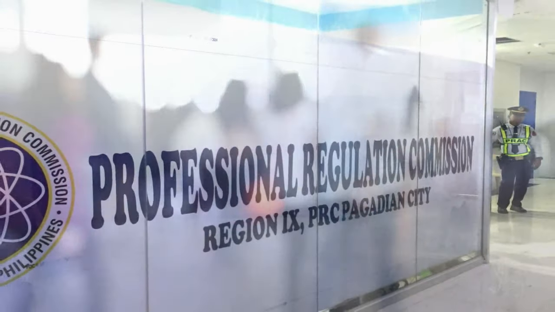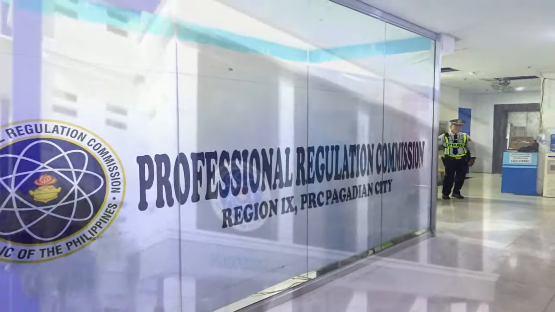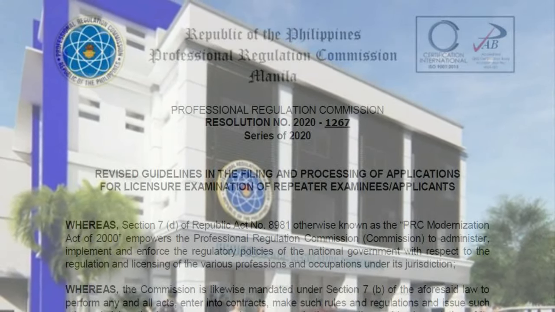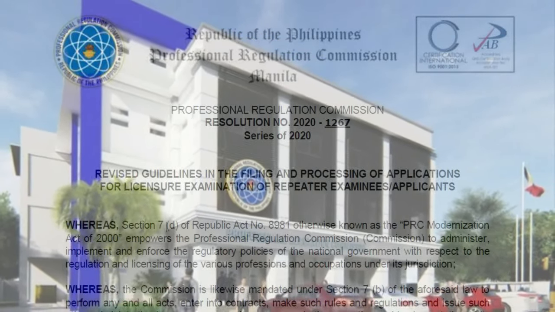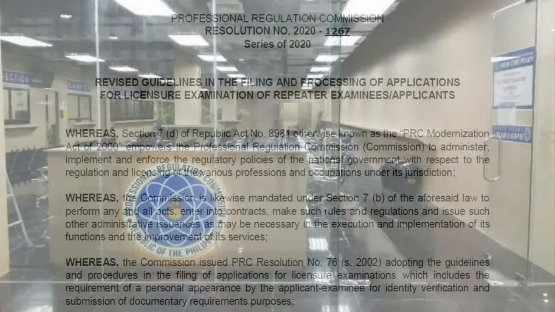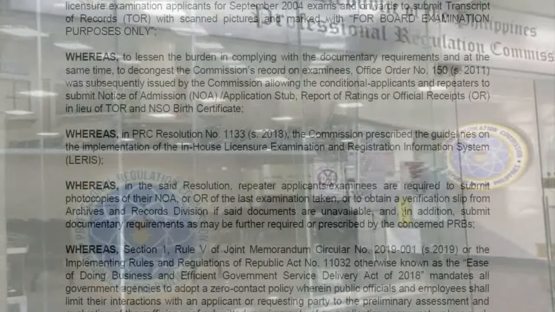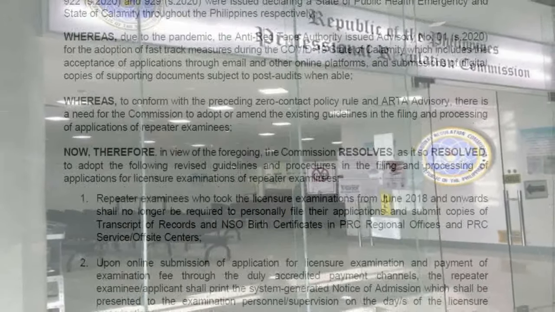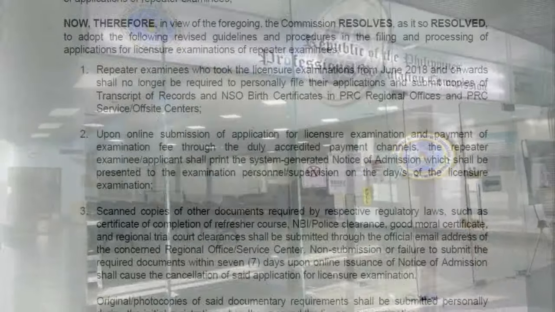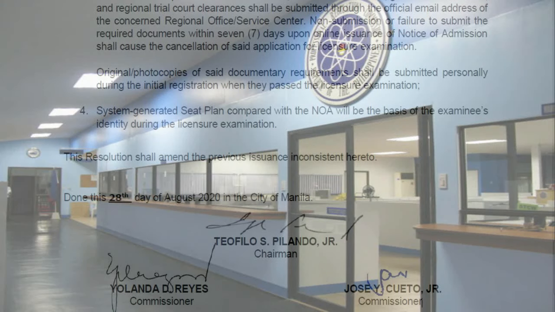This is to inform the public that the Professional Regulation Commission, or PRC, recently issued PRC Resolution Number 2020-1267, Series of 2020, adopting the revised guidelines and procedures in the filing and processing of application for licensure examination of repeater examinees or applicants.